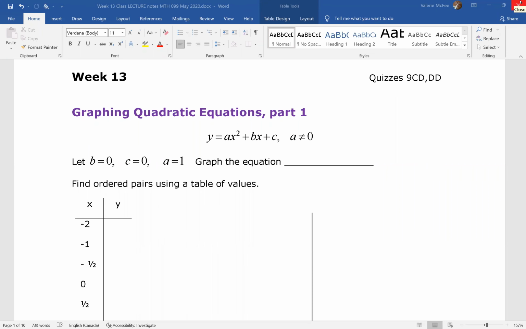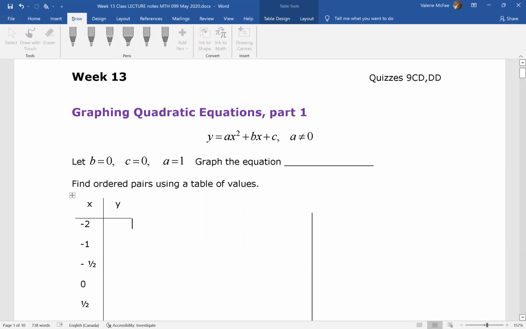We're looking at graphing quadratic equations a little earlier than week 13 because I wanted you to have some time for more practice before the final exam. So the first thing we want to talk about again is how to recognize a quadratic equation.